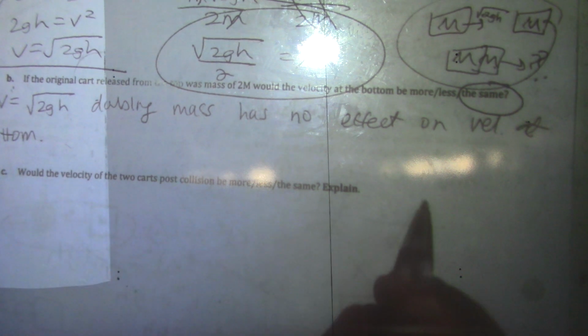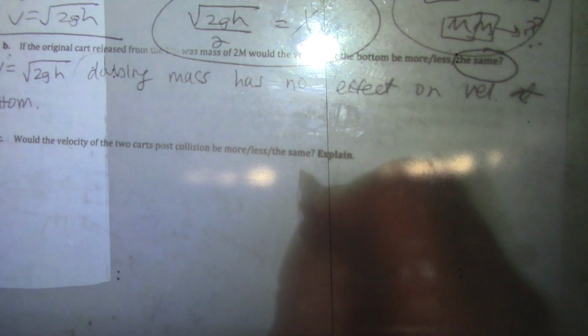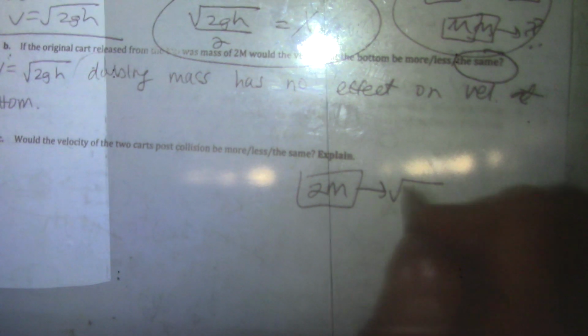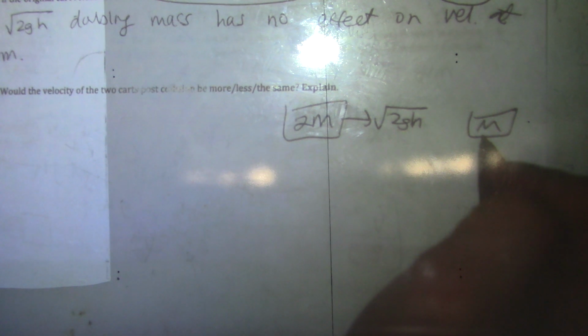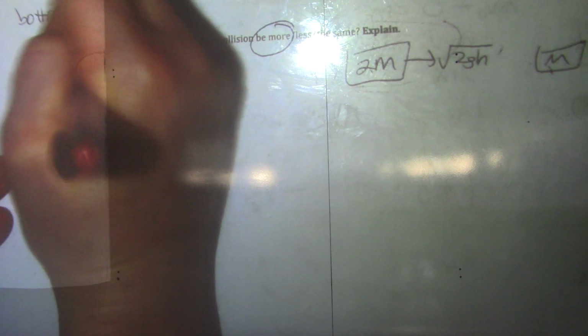Now the velocity of the carts post-collision. If you have 2m coming with the same velocity and picking up a mass m, that is not going to be the same as just having m come in. Because now you have twice the mass, you're coming in with twice the momentum. Twice the momentum, picking up the same mass, is going to go faster. So the velocity of the carts post-collision is going to be more because you have the same velocity but more mass. So you start with more momentum in the system.